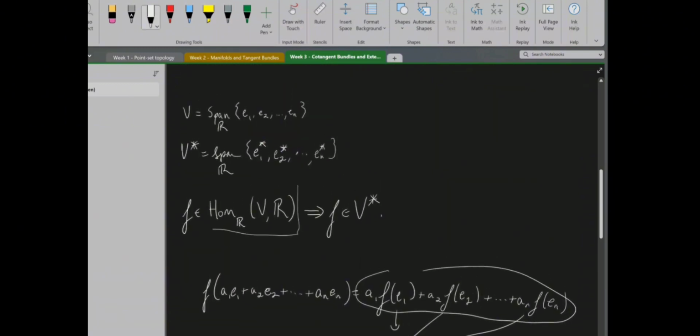So that gives you that you can express any linear function mapping from V to real numbers. So any linear functional on V, you can express that in the dual of V, in the dual space. It's a covector.